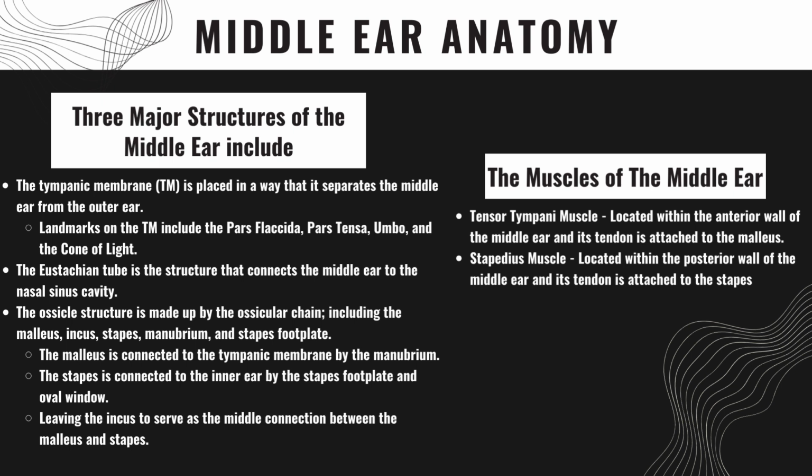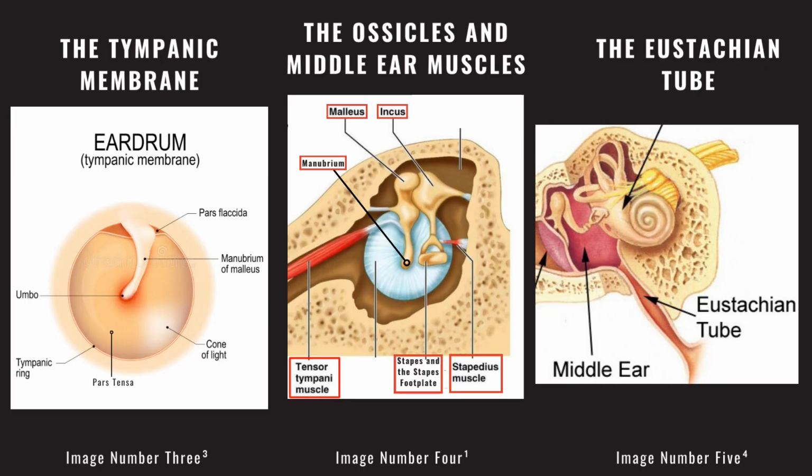And we also have the muscles of the middle ear. The tensor tympani muscle is located within the anterior wall of the middle ear, and its tendon is attached to the malleus. The stapedius muscle is located within the posterior wall of the middle ear, and its tendon is attached to the stapes. And we have the picture of the tympanic membrane, the ossicles, the middle ear muscles, and the eustachian tube.